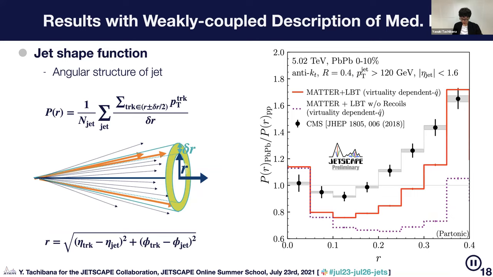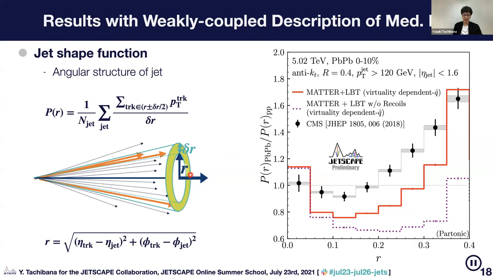So the last observable I'd like to show is the jet shape function. The jet shape function is a distribution of the PT as a function of the radial distance from the jet direction. It's denoted by r. So r is calculated as the radial distance from the jet direction.